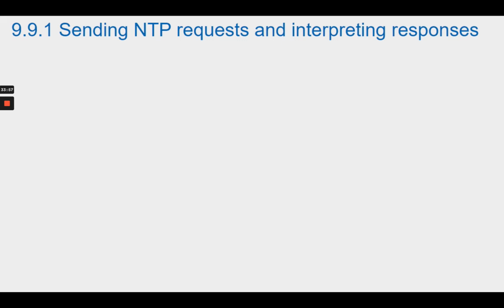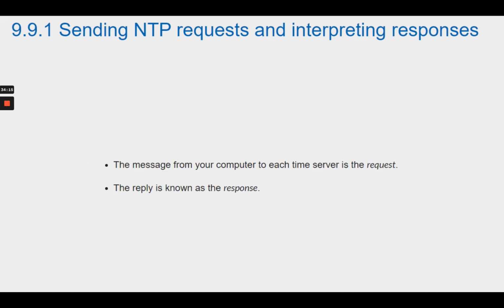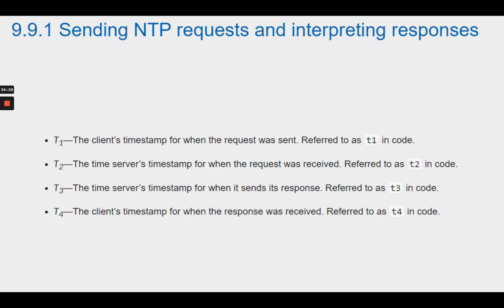Section 9.9.1. Sending NTP requests and interpreting responses. Let's consider a client-server situation where your computer wants to correct its own time. For every computer that you check with, let's call these time servers, there are 2 messages. The message from your computer to each time server is the request. The reply is known as the response. These 2 messages generate 4 time points. Note that these occur in serial.